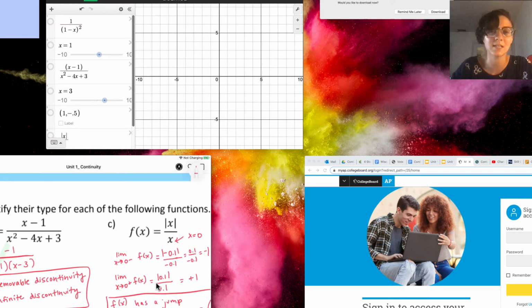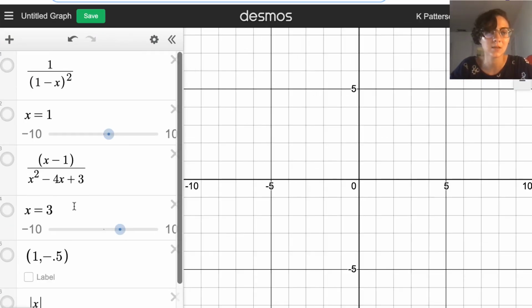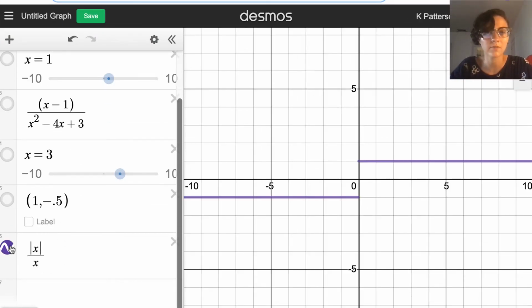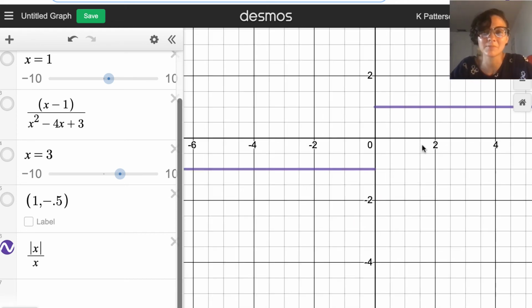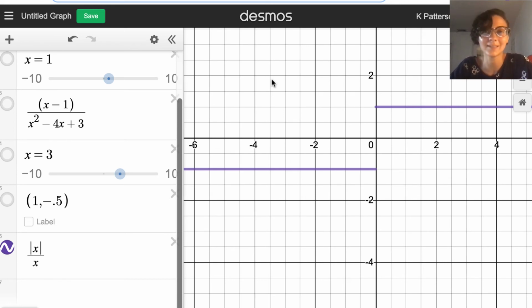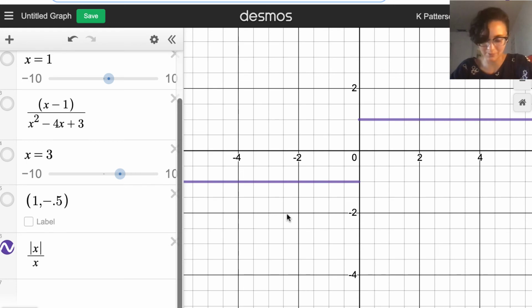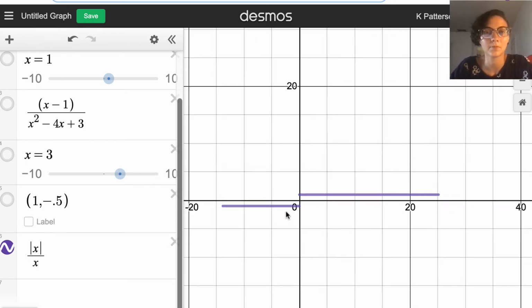And I'll go back to Desmos so you can see this. Cool looking graph. It looks like that. That's it. So it's just two straight lines. The absolute value just really makes it kind of weird. It makes it not just a line at positive 1.